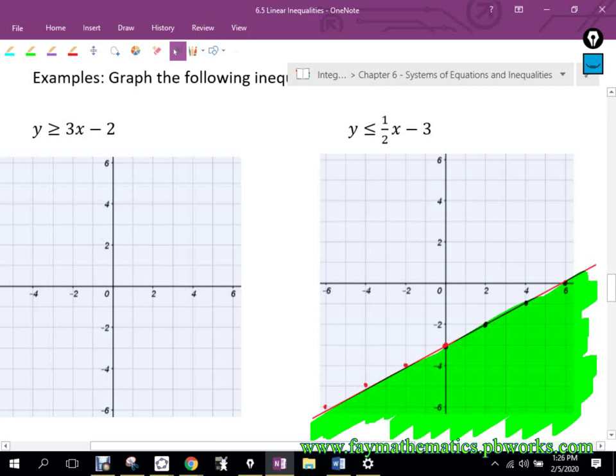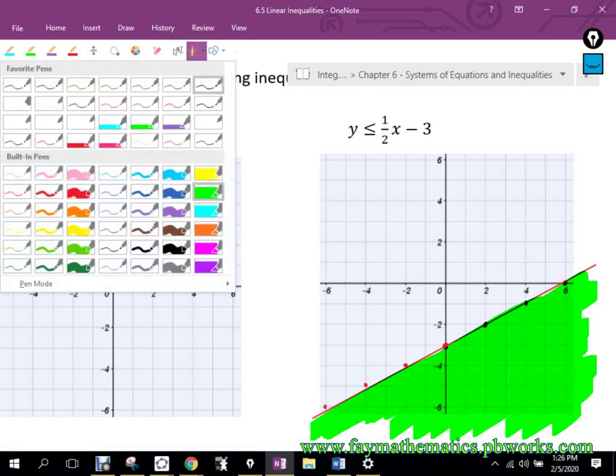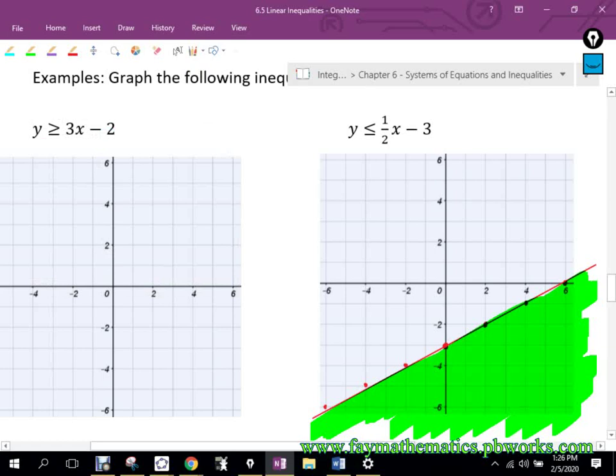Just something real quick, and I'll leave you alone. What if I wrote this? Let's go 1/2 x minus 3 is greater than or equal to y. What do you think I'd shade if I wrote it that way? Huh? So that will produce the exact same thing that this is. Okay? Because it just flipped.